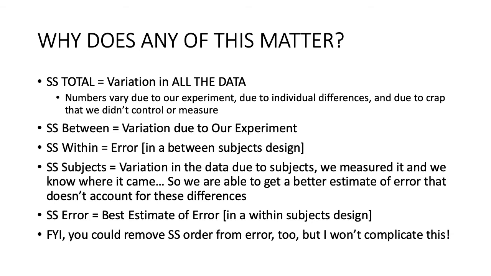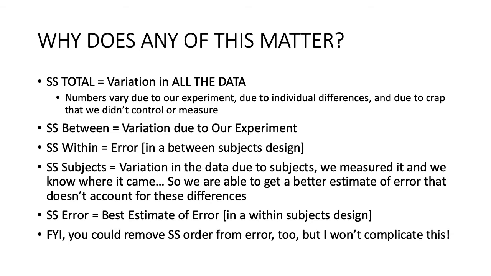We have sum squares of our subjects, and that's the variation in our data that's due to our different participants' individual differences in the dependent variable. So we're able to estimate this and remove this to get a better estimate of error, and that new estimate of error is called sum squares error. We don't know why these numbers are varying. We can't quantify that. We know that there's a total variation.